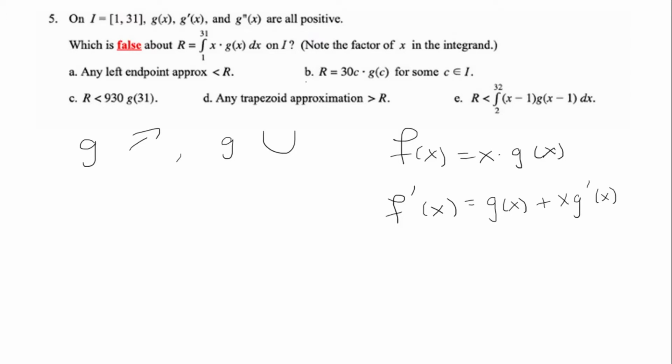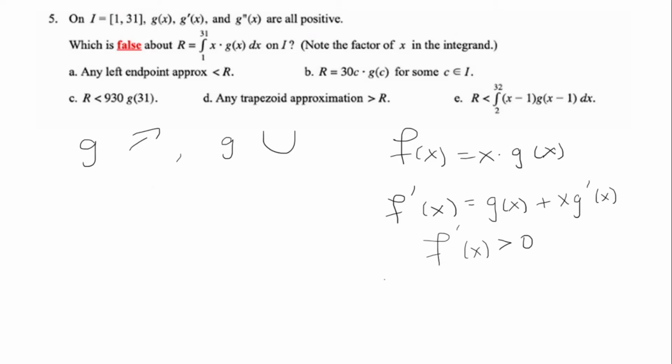Now, if we consider the interval from 1 to 31, we know that g of x is positive. X is positive because it's from 1 to 31. And g prime is also positive from the given. So we know that f prime of x is also positive in this interval.